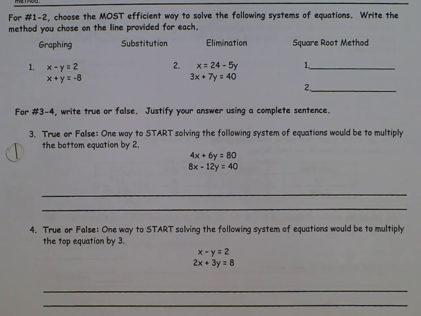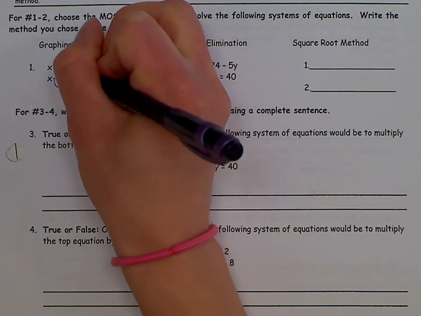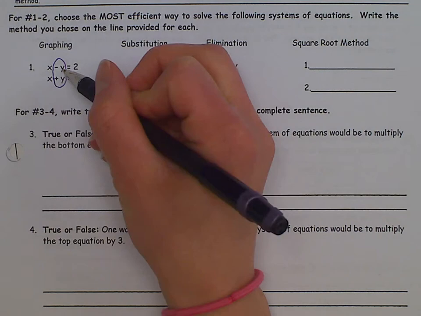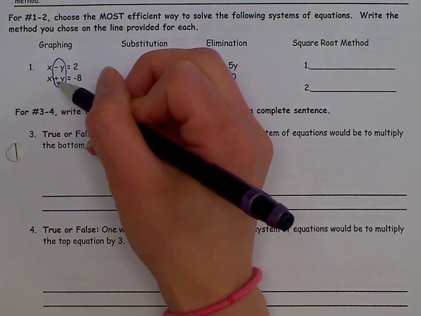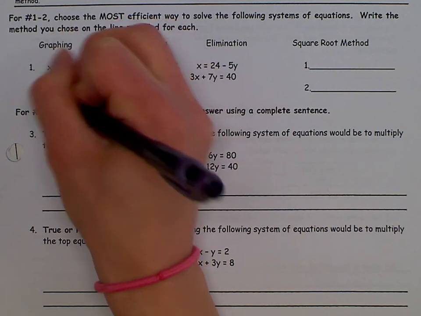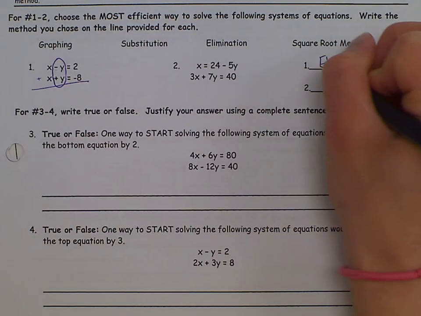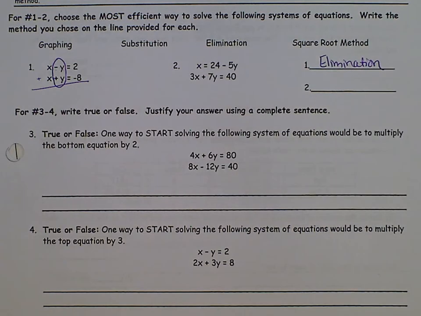Okay, for the Unit 11, Lessons 2 and 3 review, numbers 1 and 2 say choose the most efficient way to solve the following system of equations. Write the method you choose on the line provided. When I look at number 1, what I notice is that I have the same variable with the same leading coefficient, but opposite signs. We have a negative 1y and a plus 1y. All we would need to do is add the two, and we would have elimination. Elimination would be the easiest method, or I should say most efficient method.